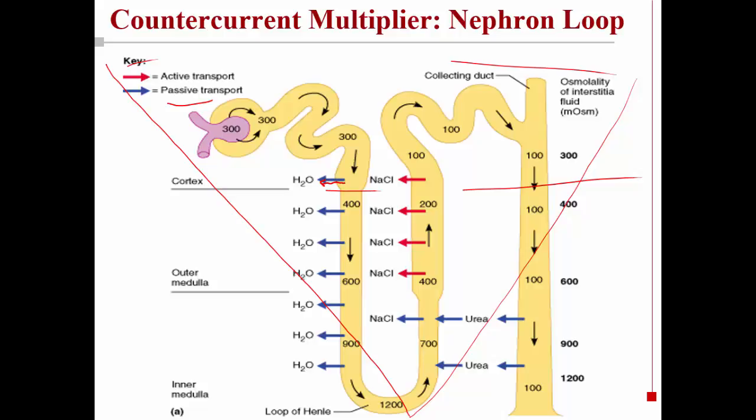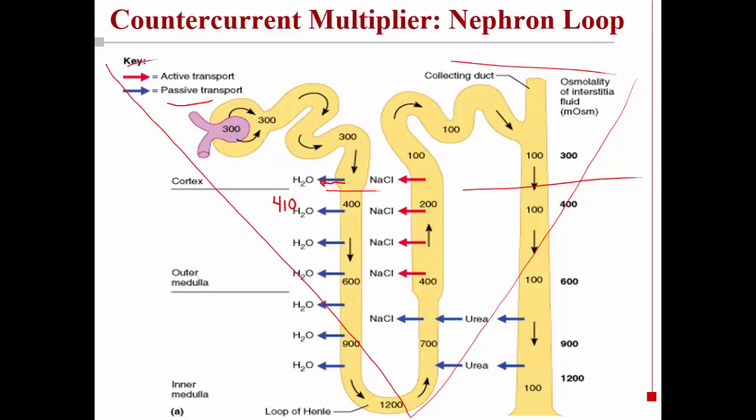So if it is, for example, 400 inside the descending loop, then in the tissue surrounding it, it must be higher. So let's say it's 410. So water always moves from a dilute solution to a more concentrated solution. Okay, that is osmosis. And as the water moves out, the salt is left behind in a smaller volume of water, and so it's more concentrated, higher osmolality.